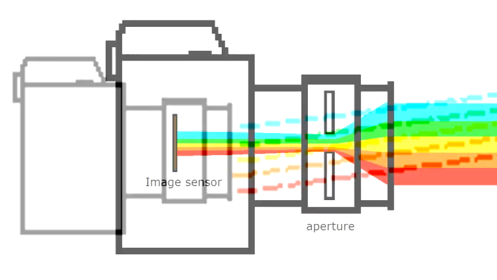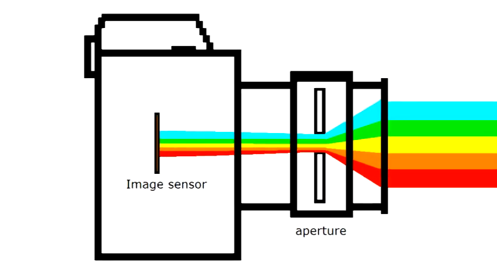Photography is all about capturing light. Light travels from the source, bounces off an object, goes through your lens, and onto your film or image sensor. More light means a brighter image.